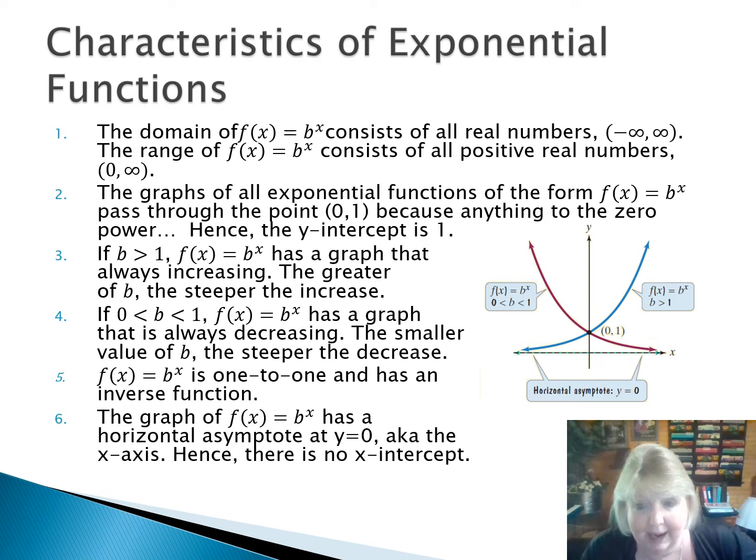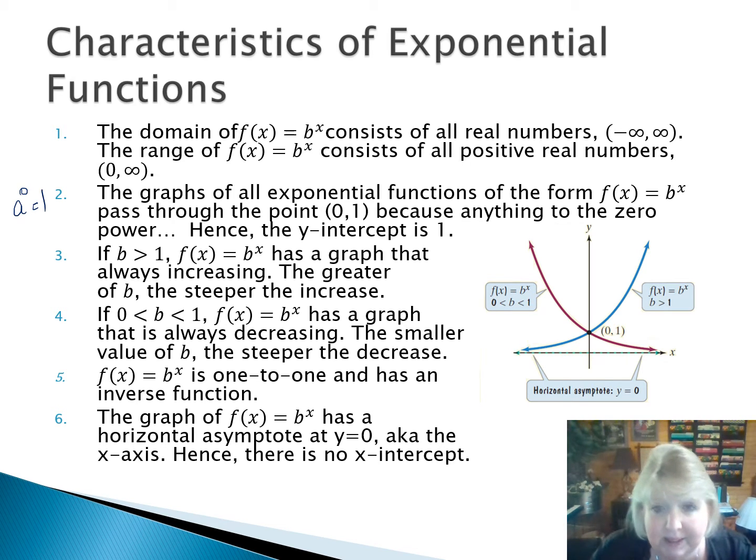Second, the graph of all functions in this form will pass through the point (0, 1). The reason is the exponent rule from Algebra 1 that anything to the 0 power is 1. Since x is my exponent, that would be raising it to the 0 power. So the y-intercept is going to be 1.